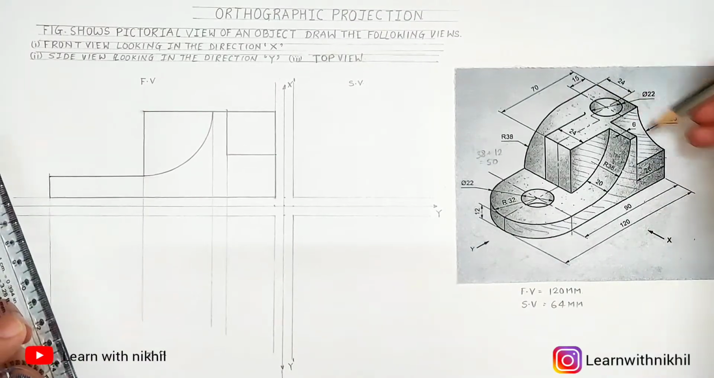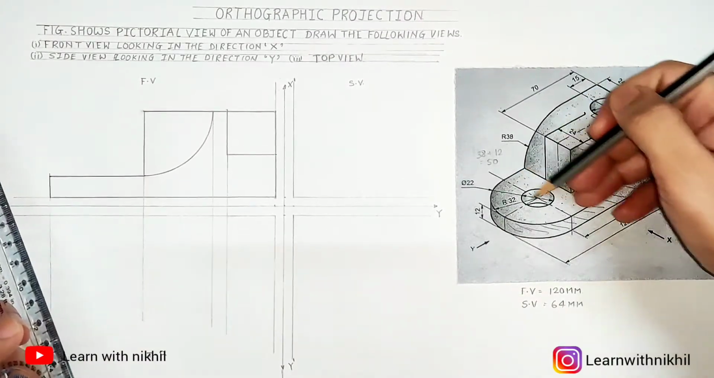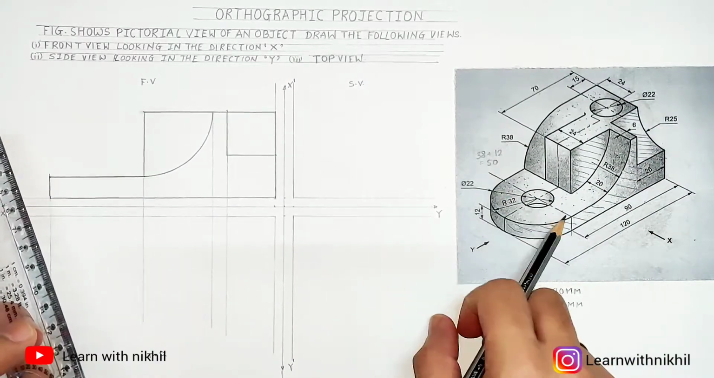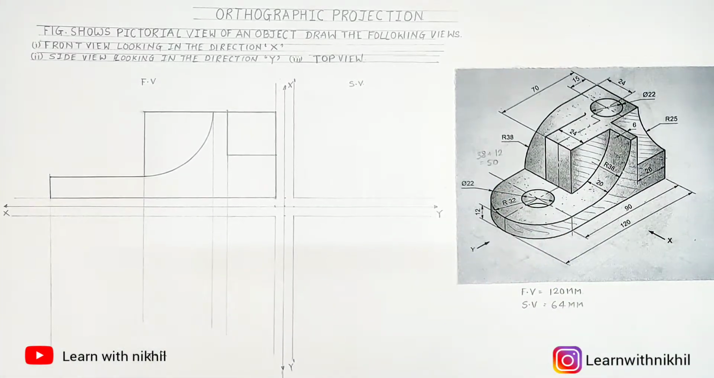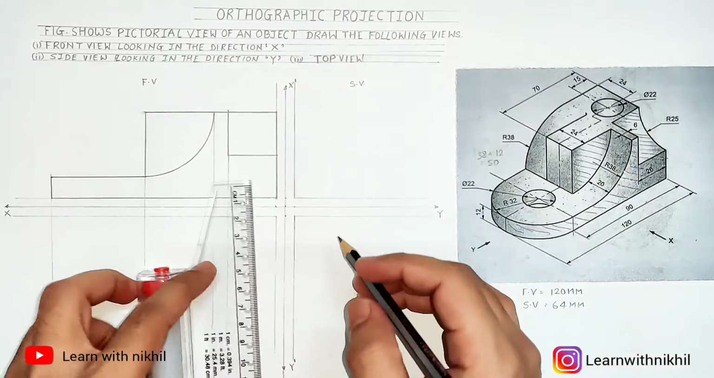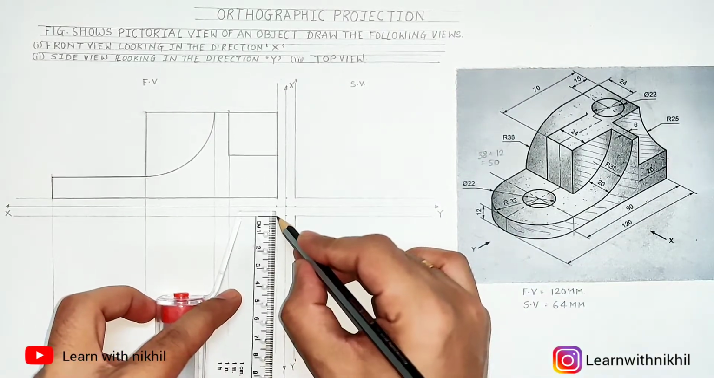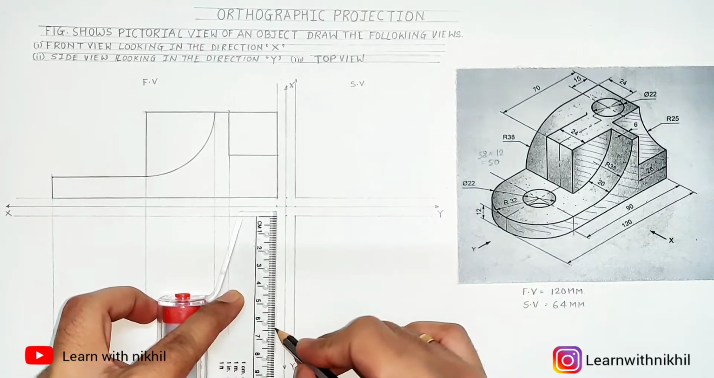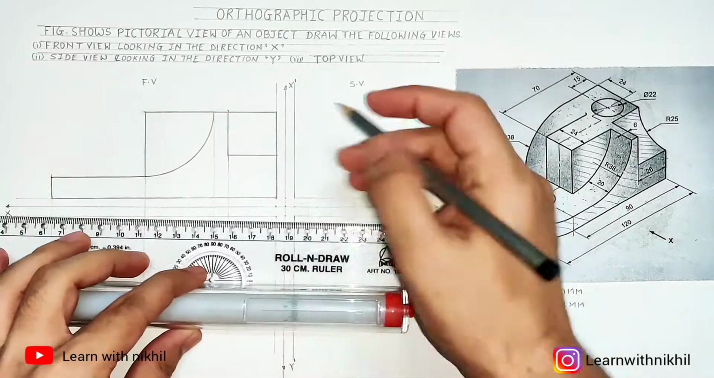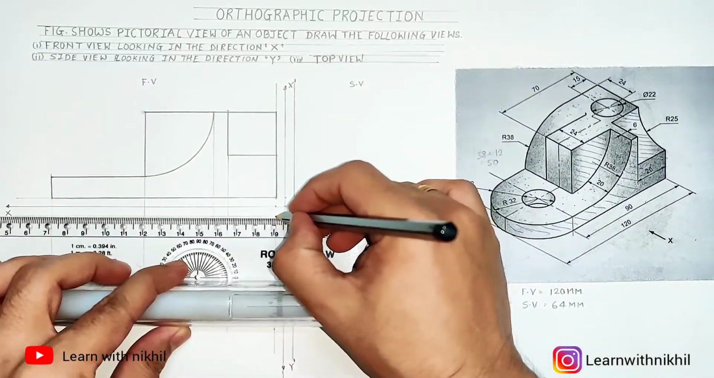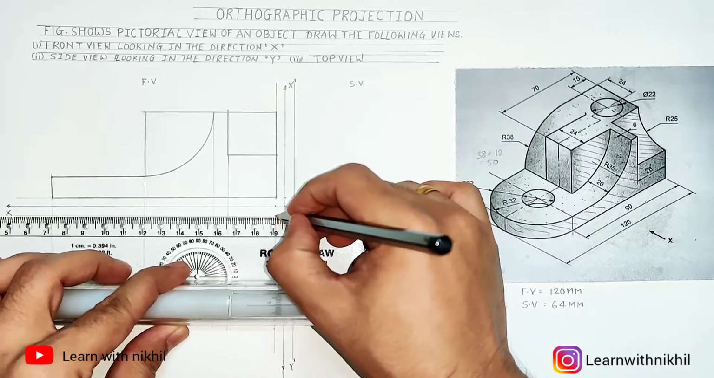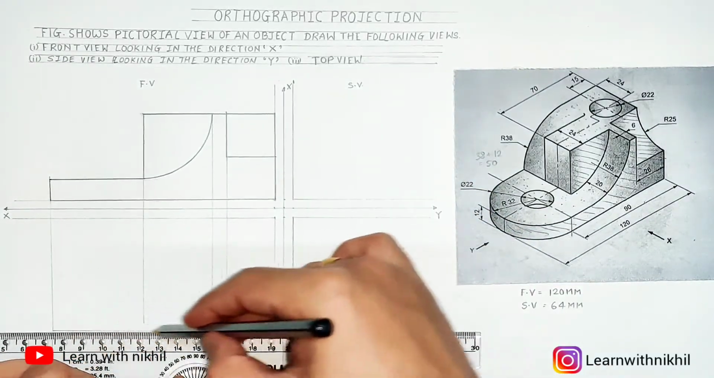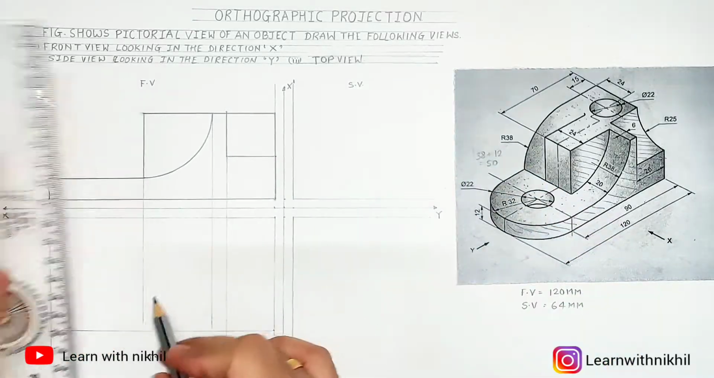Now the total height of the top view will be nothing but the diameter of this semicircle. Radius given is 32, so the diameter will be 64. So we'll mark a point at a distance of 64 millimeter. Looking parallel to this line, we will mark a straight line from this point, and it will be a straight dark line from the top view.